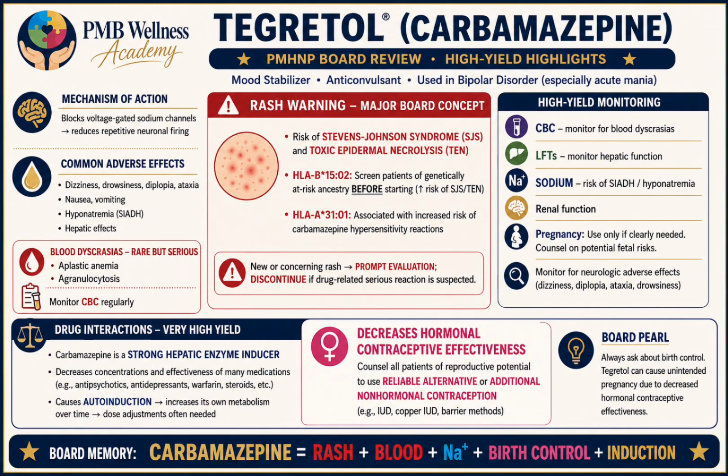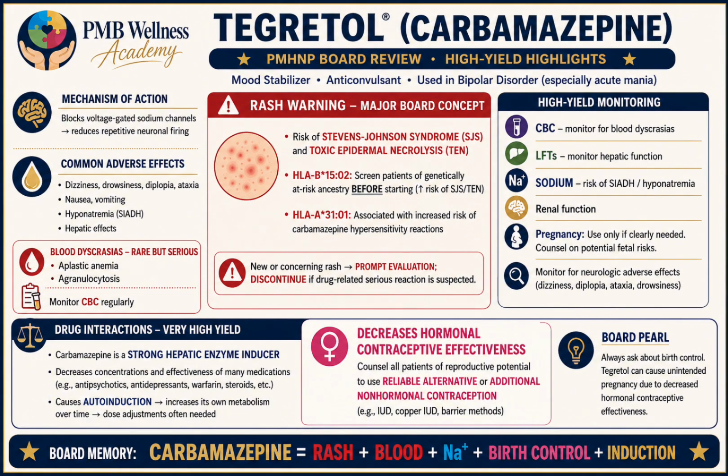Crash helps you remember the major safety concerns. C is for CBC. Carbamazepine can cause dangerously low blood cell counts. R is for rash. A serious rash can occur, so a new rash should always be taken seriously. A is for ancestry. Patients with certain Asian backgrounds may need genetic testing before starting carbamazepine because of the risk for a severe skin reaction. S is for sodium. Carbamazepine can cause low sodium levels. And H is for hepatic, to remind you to monitor liver functioning.